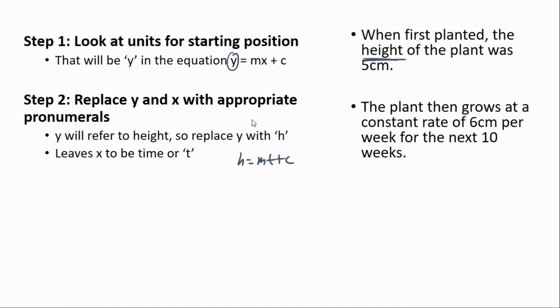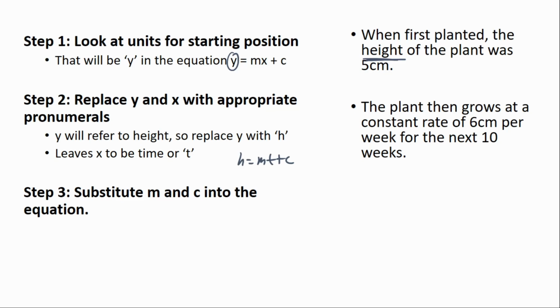Once we've done that, we're going to substitute the numbers for m and c into the equation. Just remembering that m is rate and c is the starting point. And using that equation h equals mt plus c, we know that our rate is a value of 6, that's my rate there, 6 centimeters per week. So I've got h equals 6t. m is going to be 6 and it starts at 5 centimeters, so my c value is going to be 5. That's where I get this equation, h equals 6t plus 5. So that's our linear equation or linear model for this scenario.